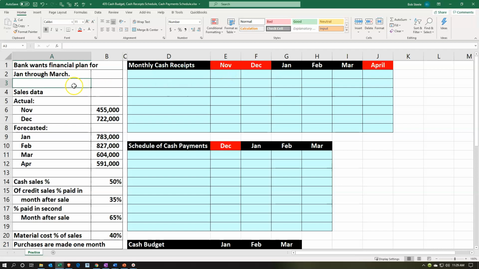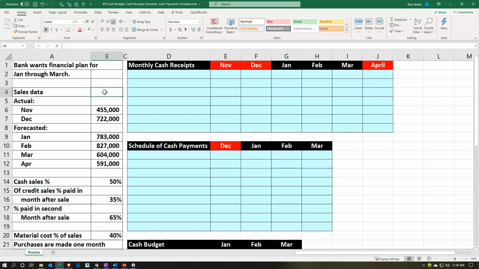Let's take a look at the information on the left-hand side. So we're going to imagine here that the bank wants a financial plan for January through March, which is a common thing when trying to get a loan. We may need some kind of financial plan as part of the paperwork necessary to move forward. But again, this process could be the same for just our internal purposes and our budgeting purposes as well.